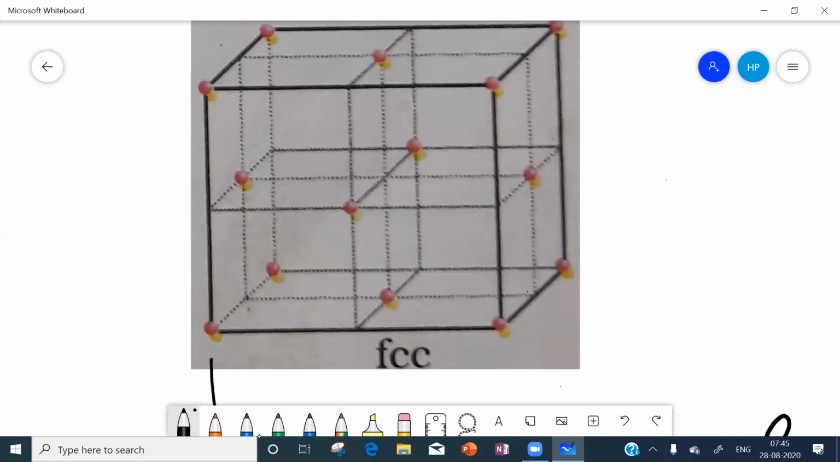Let us check. We will continue with this FCC unit cell. We will continue in the lattice.